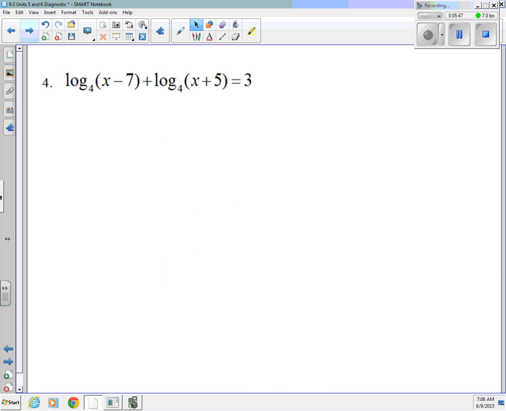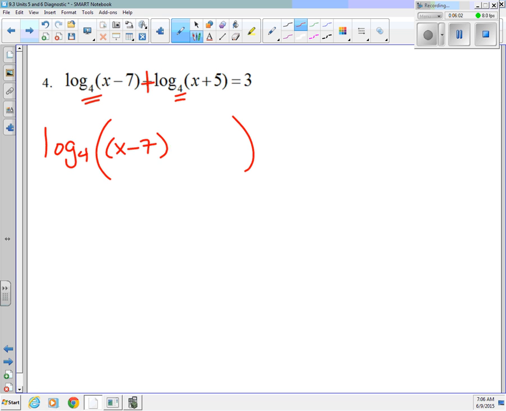All right, so we have log base 4 of x minus 7 plus log base 4 of x plus 5 equals 3. There's a property of logs that says if I'm adding 2 logs with the same base, I can consolidate that into 1 log by multiplying x minus 7 times x plus 5. This sort of makes sense.